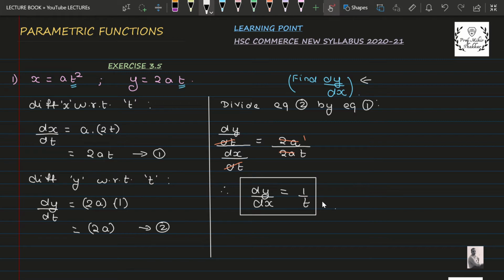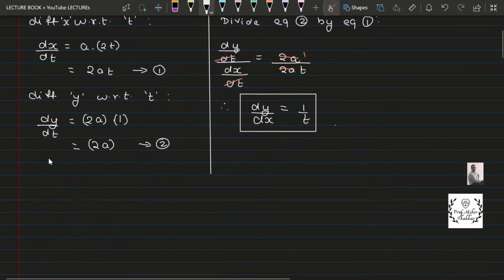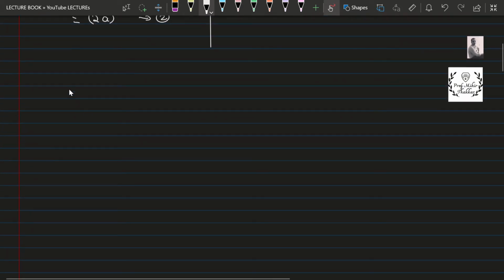Let us see the question 2. It says x is equal to 2at square and y is equal to a into t to the power 4. So once again the question remains the same. We have to find out the value of dy by dx.